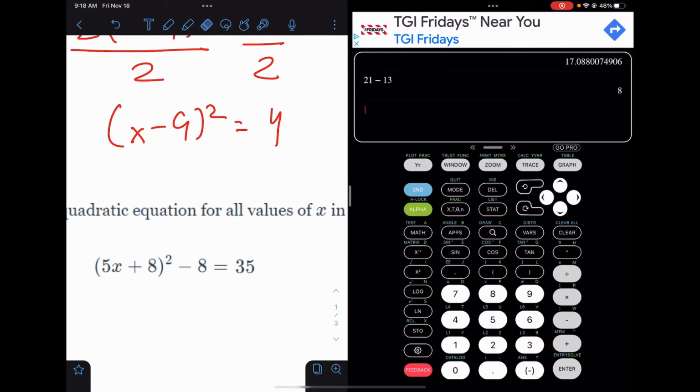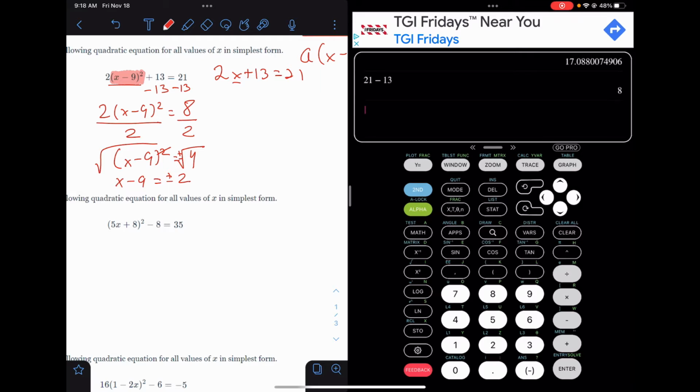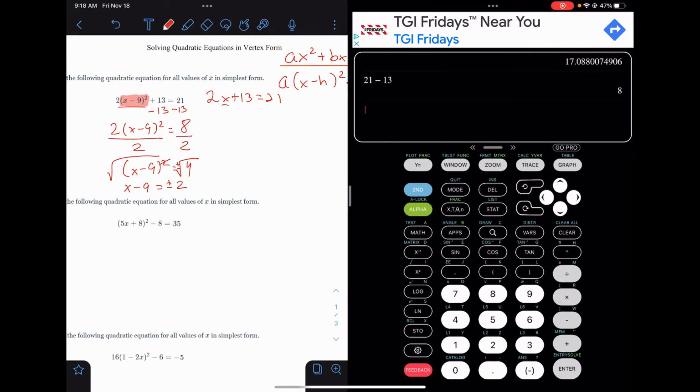That's what's important. Once the squared part is all by itself, we're going to take the square root of both sides. All right? And when you take the square root of both sides, you must add plus minus. Don't forget to do that. So what the square root does is it gets rid of my squared. The square root gets rid of the squared. So we get x minus 9 equals plus or minus, and this is now a 2 because the square root of 4 is 2.